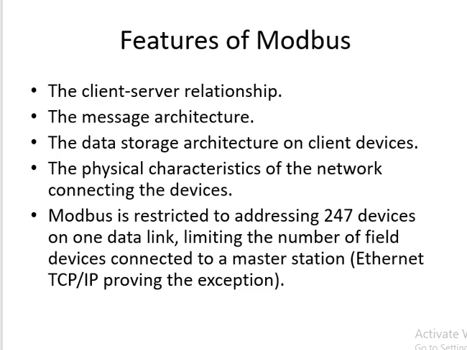Now let us see the features of Modbus. One of the features of Modbus is the client-server relationship, the message architecture, and the data storage architecture on client devices. The physical characteristics of the network connecting the devices. Modbus is restricted to addressing 247 devices on one data link, limiting the number of field devices connected to a master station.